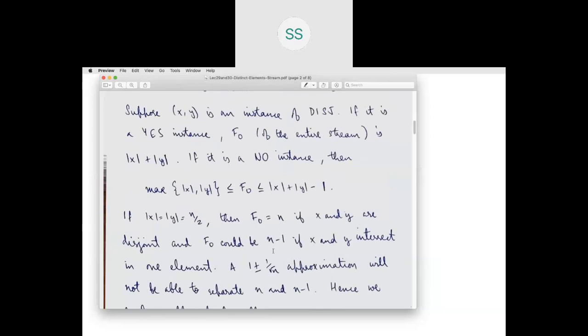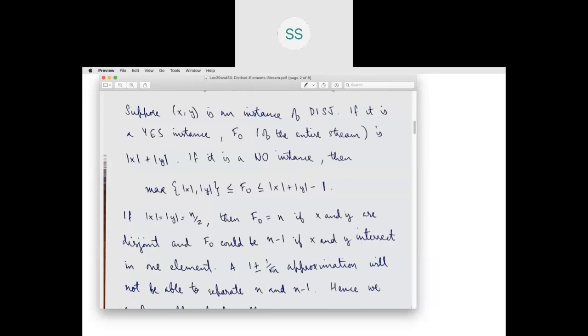Now the ratio of n and n minus 1 is very small, it is like 1 plus or minus 1 by n, right? But what we are trying to show is a 1 plus or minus 1 by square root n approximation. That's what we are interested in of f0.